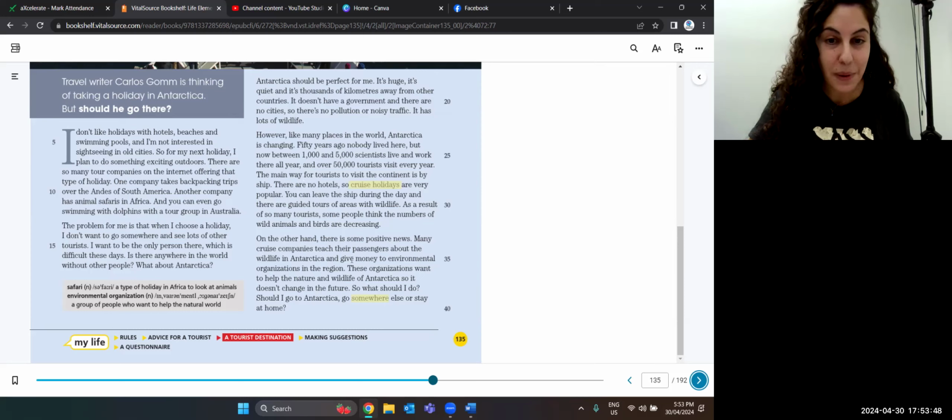And in his last paragraph, he talks about the positive work of tourism, how that is very good, how that helps Antarctica. It's positive, it's good, it helps Antarctica.